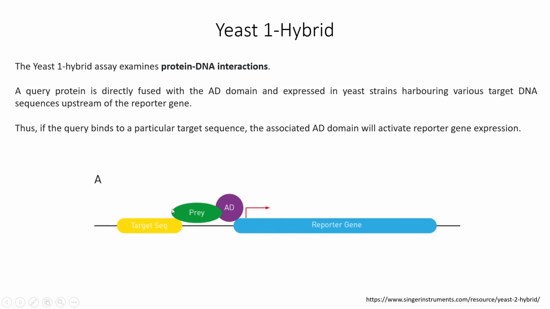And we want to know whether this prey protein is binding to the target sequence or not. This target sequence is DNA and the prey is some protein that we want to know if it's binding with this. So what do we do? We fuse the prey protein with AD, the activating domain. If this prey protein is interacting, then this AD will come close to the reporter gene and that will be enough to activate the reporter gene expression. So this is the yeast 1 hybrid system. Okay.